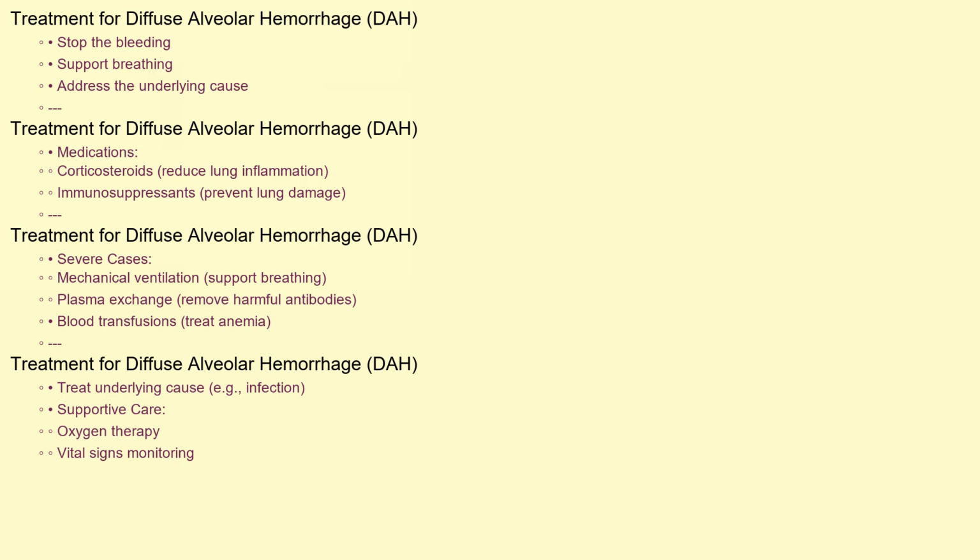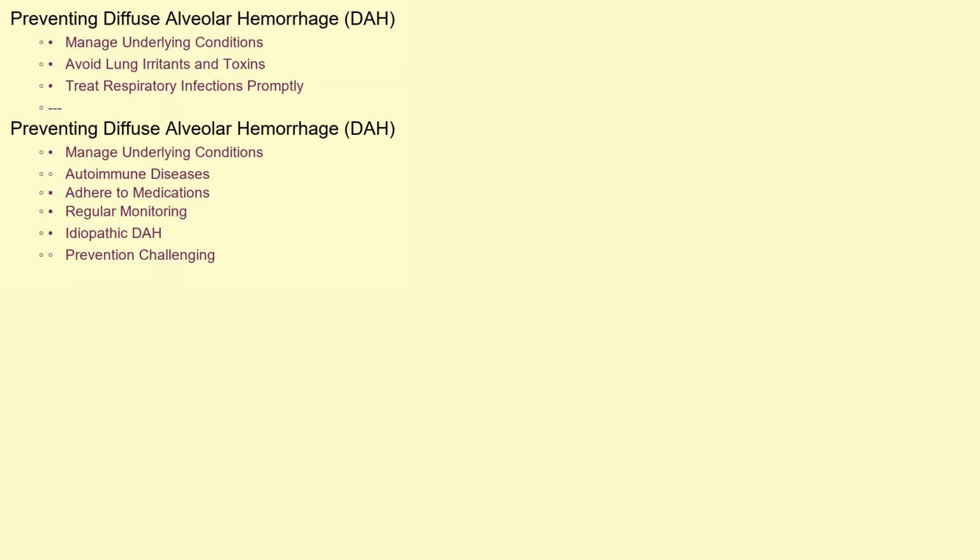Treating the underlying cause like an infection is crucial to resolve the syndrome. Supportive care, including oxygen therapy and monitoring of vital signs, is essential. Preventing DAH primarily involves managing and controlling the underlying conditions that can lead to it. For individuals with autoimmune diseases, adherence to prescribed medications and regular monitoring are crucial. Avoiding exposure to known lung irritants and toxins can also help. Prompt treatment of respiratory infections can minimize the risk of DAH. However, in cases of idiopathic DAH, prevention can be more challenging.